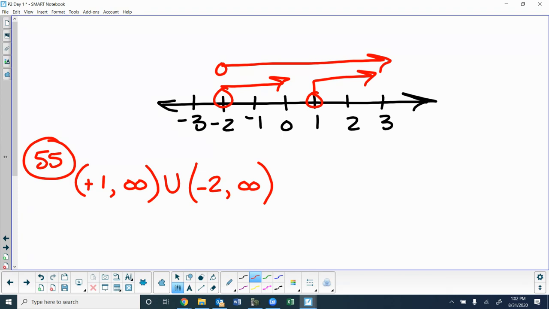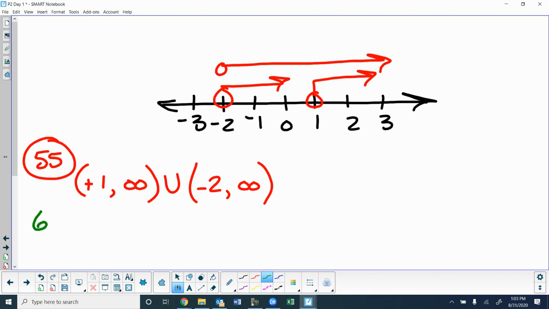If this was intersection, I'd be looking for where they overlap. That would be from here on then, right? That's where they start overlapping, right here above the 1. Okay? So it just depends what you're being asked to do.